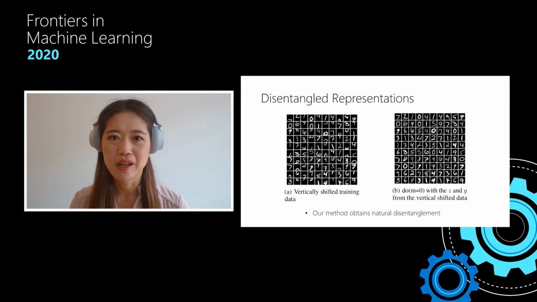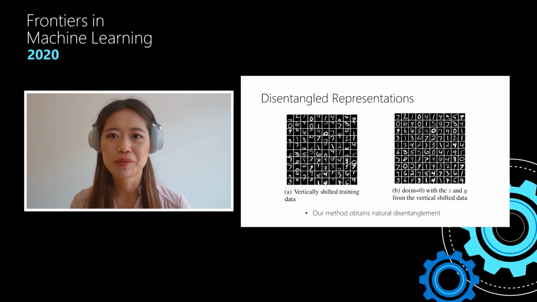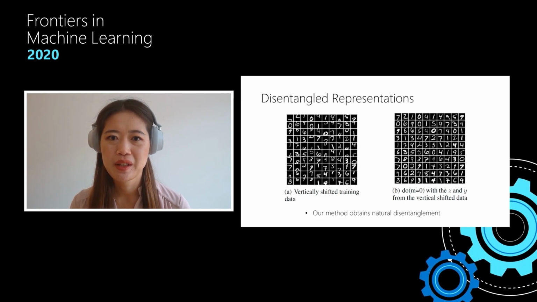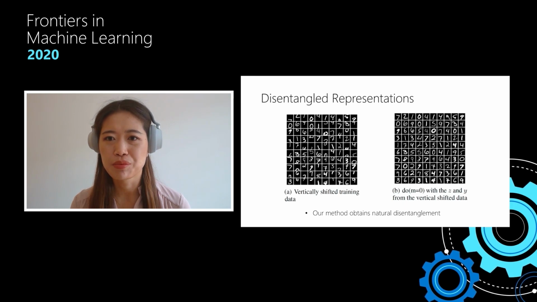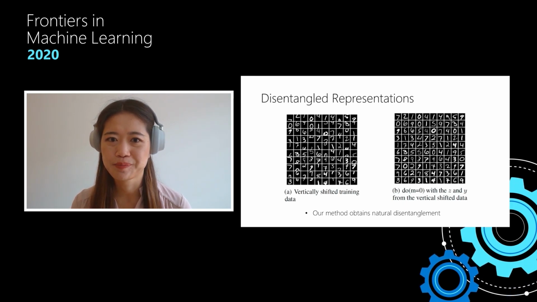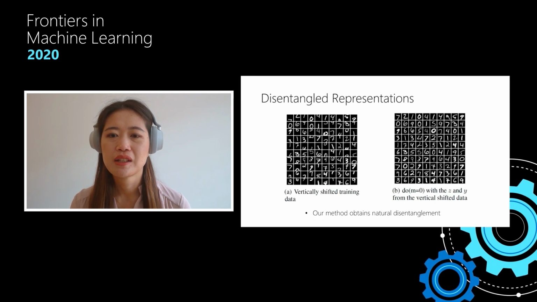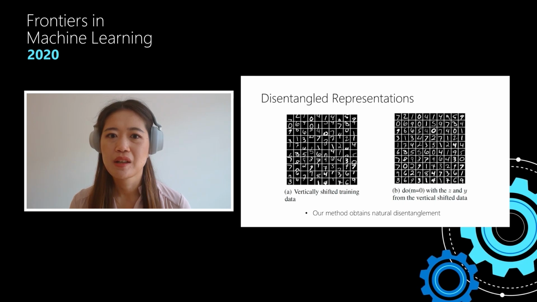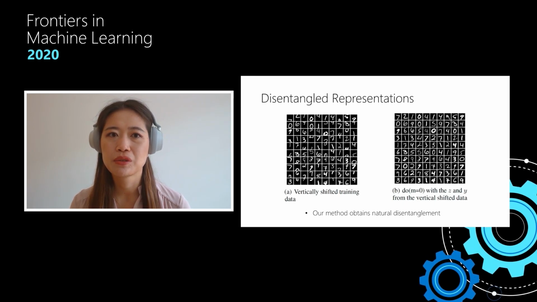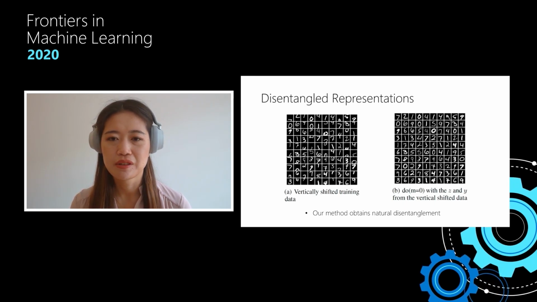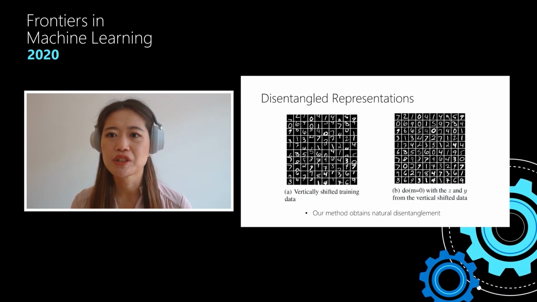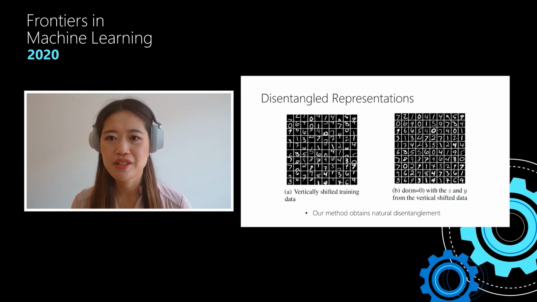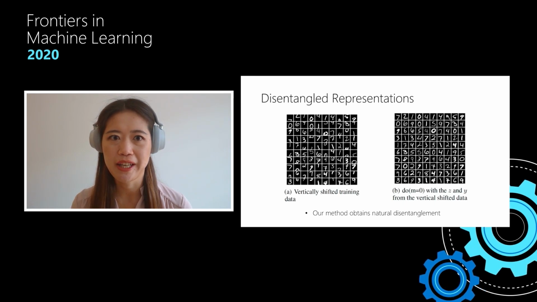But moreover, I would like to say that our method can obtain natural disentanglement because we model Z and M separately. And we can even apply the do operation to generate counterfactual examples. Figure A shows some examples that are vertically shifted in the training data. After fitting the data, we can apply the do M operation, set do M equals 0, and generate new data, which is shown on the right-hand side. You can see that we can shift the image back to the centered location.